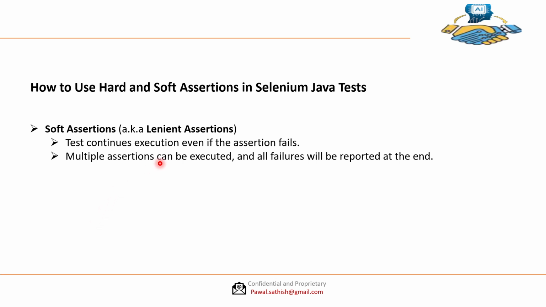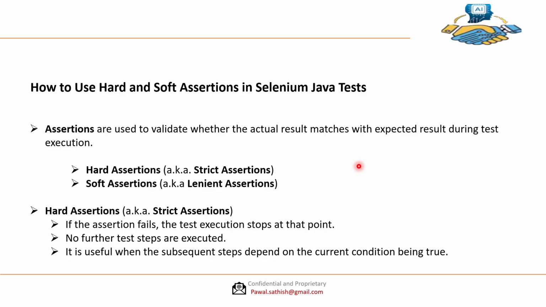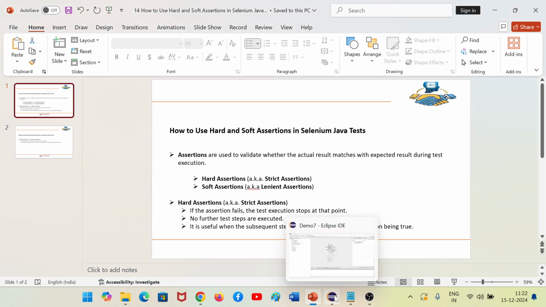And soft assertions, or we can say lenient assertions. When we have multiple conditions and we don't want to stop the execution, in that case we can use the soft assertion. Here you can see the test continues execution even if the assertions fail. Multiple assertions can be executed and all failures will be reported at the end. So these are the two ways we can use soft assertion and hard assertion in Selenium Java. So what we'll do, I'm going to log in to Eclipse.